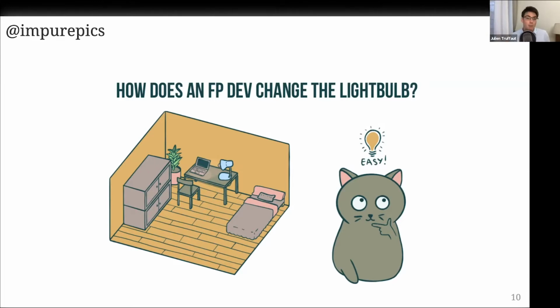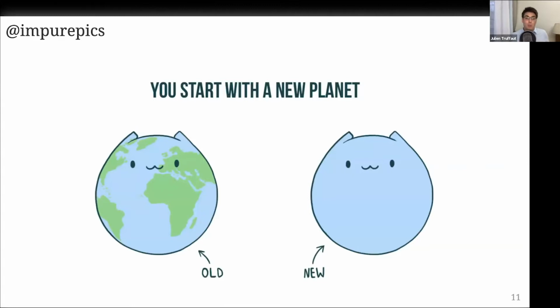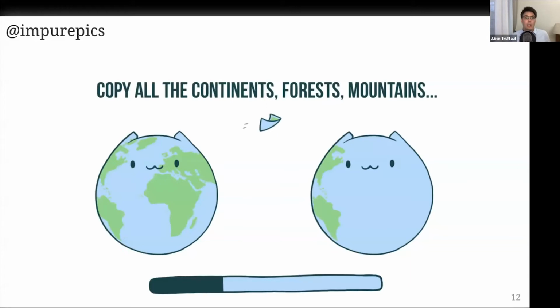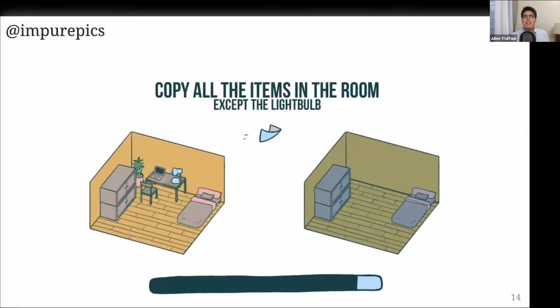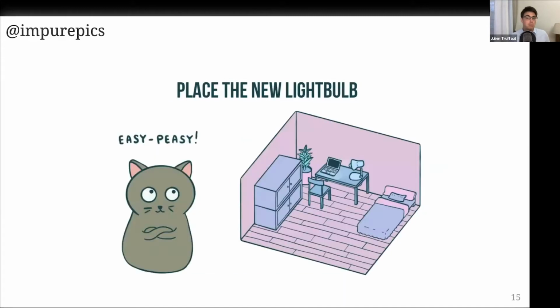You are a clever FP developer, so you have an idea. Let's create a new planet, from scratch, with nothing in it. Then let's copy all the continents, oceans, mountains, and forests. Then let's copy all the cities, roads, and buildings. Then let's copy all the rooms and all the items inside it, including the lamp. And the only change we make is we put a new light bulb in the lamp. Easy peasy.